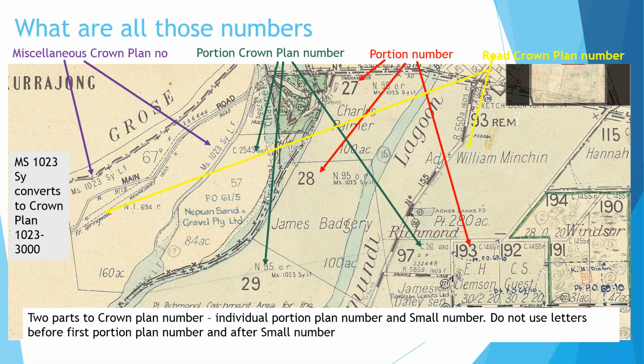We also have what are called miscellaneous Crown Plans, which all start with the letters MS. Then you have the number, and then you usually have a location. So in this case, we're Sydney, so that's SY. If we were in Orange, it would be OE. And that converts to a Crown Plan number. So MS 1023 SY is actually Crown Plan number 1023-3000. So as you can see, lots of numbers, but they're all leading on to something else.